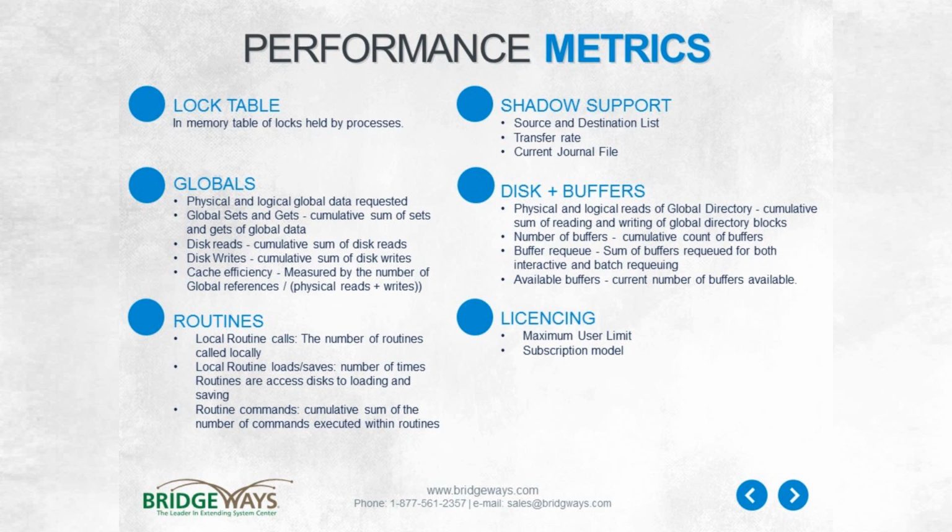Shadow support, if you're using Shadow, we have metrics around that too, so you can get a source and destination list, and transfer rate, etc. Disk and buffers, always important. So we give you things such as the number of buffers you have, your buffer requeue rate, the available buffers, and of course licensing. You want to know, if you're using your InterSystems Cache licenses, are you approaching a limit? We'll give you a monitor and alert on that too.